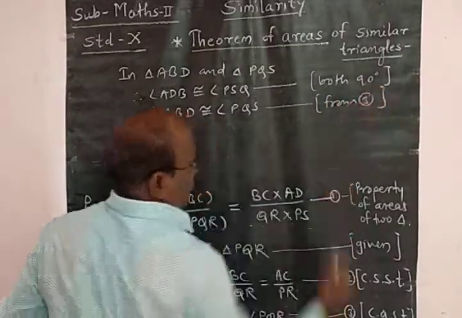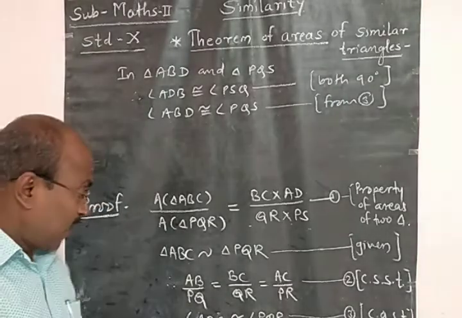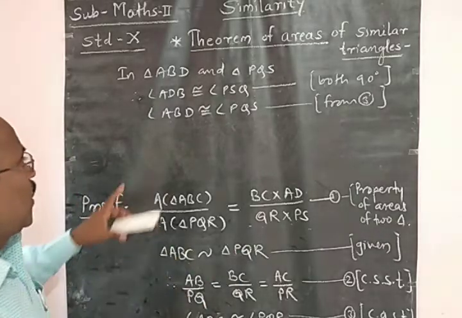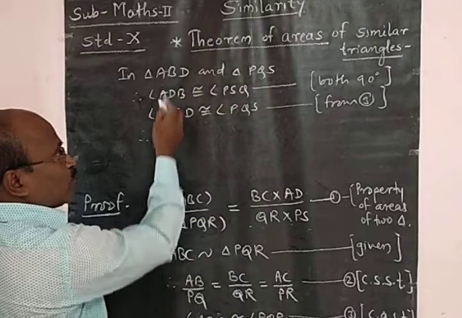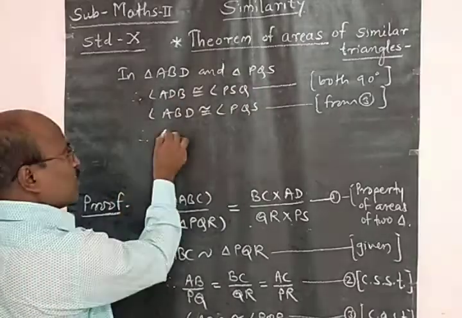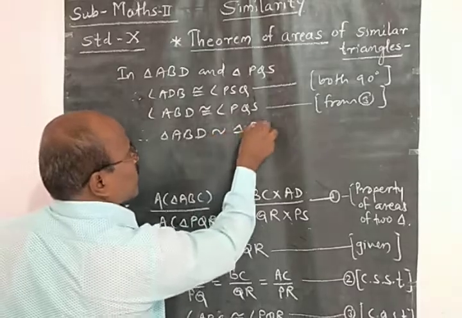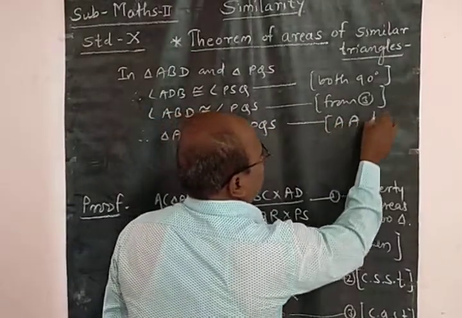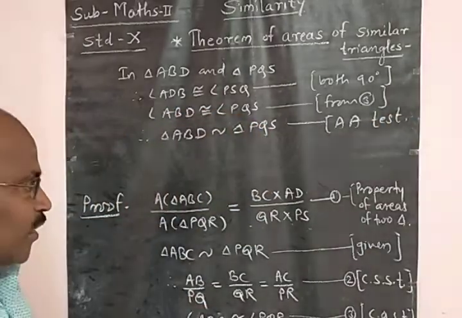3, see what is written here. ABC is congruent to PQR means ABD is congruent to PQS. Okay, now two angles of these two triangles are congruent, therefore these two triangles are similar to each other. Triangle ABD is similar to triangle PQS. So right here is the AA test. By the AA test these two triangles are similar.